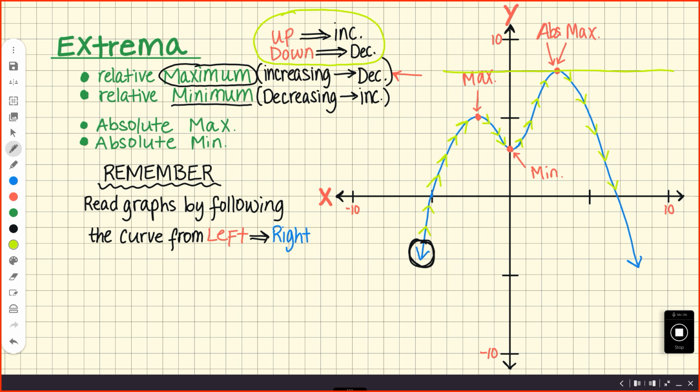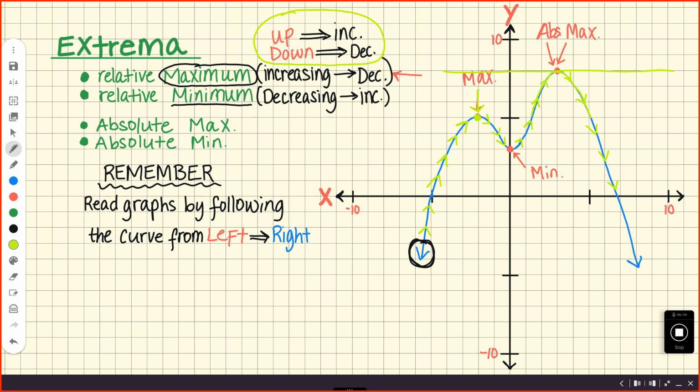This one, for instance, right here, is also a max because it goes from increasing to decreasing, but I do have values for this one, for this point right here. I do have values, and those values are all this part of the graph. All these values are greater than that one.